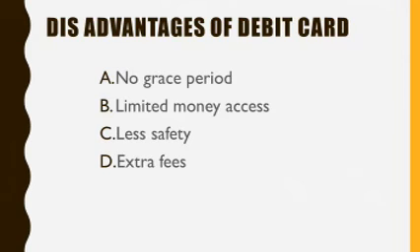So, these are the advantages or the merits. What are they? Easy to obtain, convenient to handle, quick purchase, comfortable and safe, control on spending, and readily accepted by different retailers and wholesalers. Then it is also accompanied by demerits. What are the demerits? No grace period, limited money access, less safety, and extra fees. So, these are the drawbacks or demerits of debit cards. What are they?